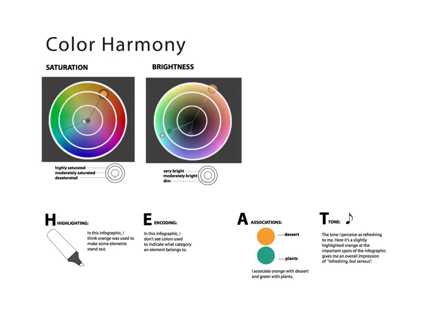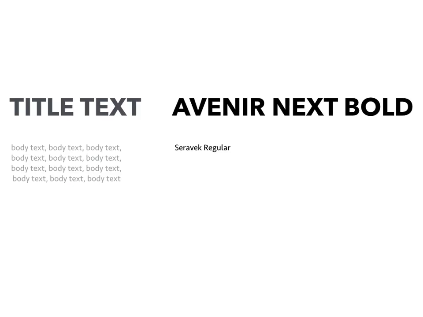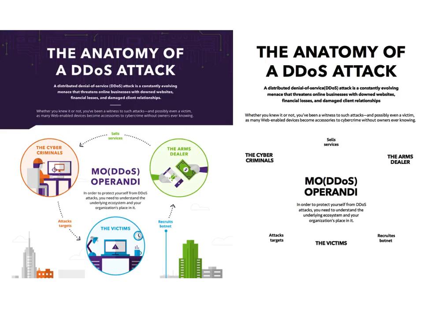Next, we will talk about the typography model. The fonts I used in my infographic are Avenir Next for the headings and Saravec for body text. Compared to my typography model, the type style chosen from the Illustrator library is really similar to my model. As shown in the figure here, it matches the typography model pretty well.